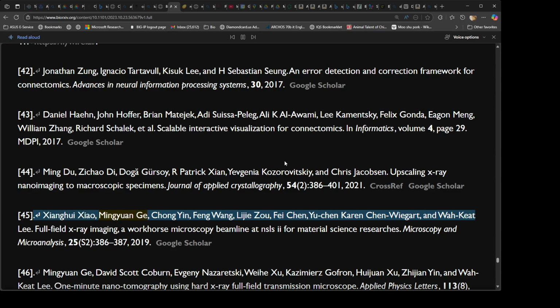Xianghui Xiao, Mingyuan Ge, Chongyin, Feng Wang, Li Jiezhou, Feichen, Yuchen Karenchin Wiegart, and Wakit Li. Full-field X-ray imaging, a workhorse microscopy beam line at NSLS2 for materials science researches. Microscopy and Microanalysis, 25, S2386, 387, 2019. Google Scholar.